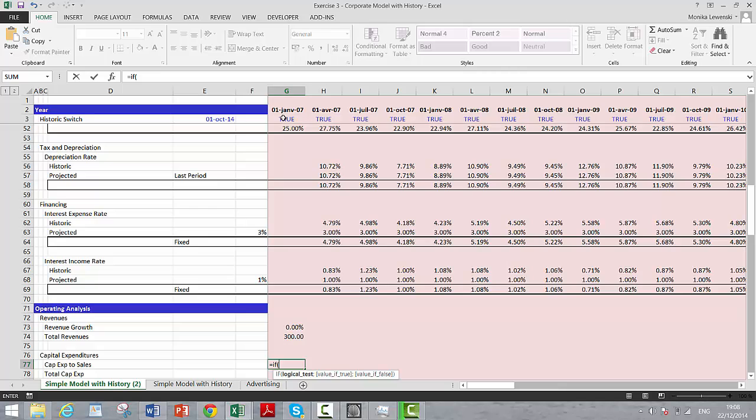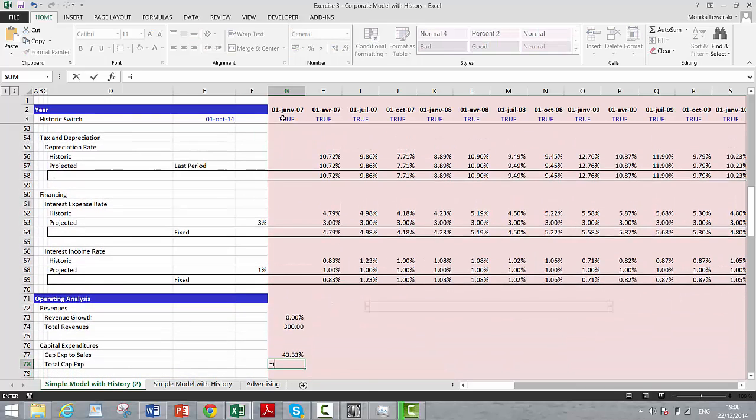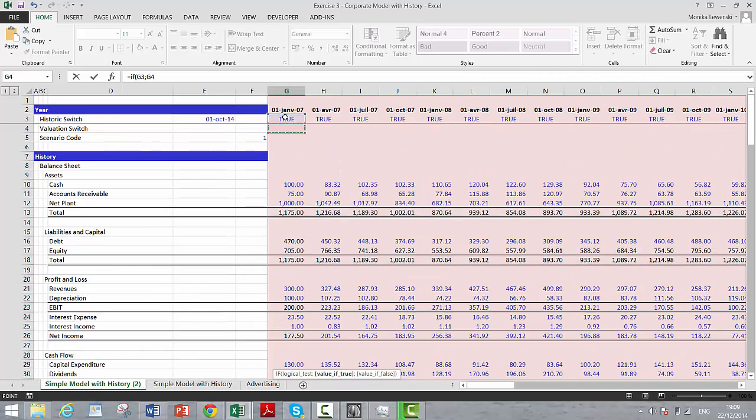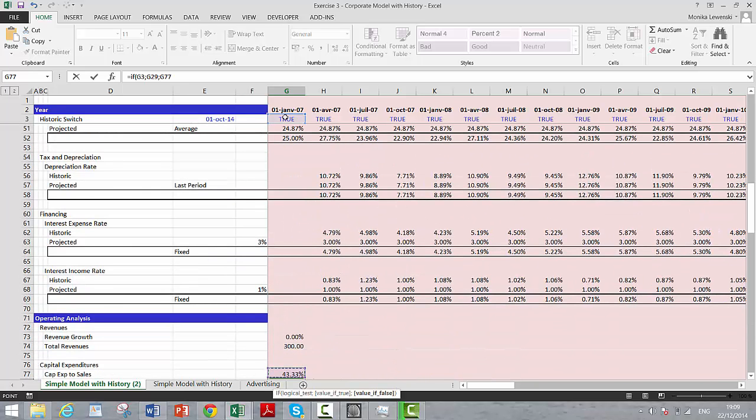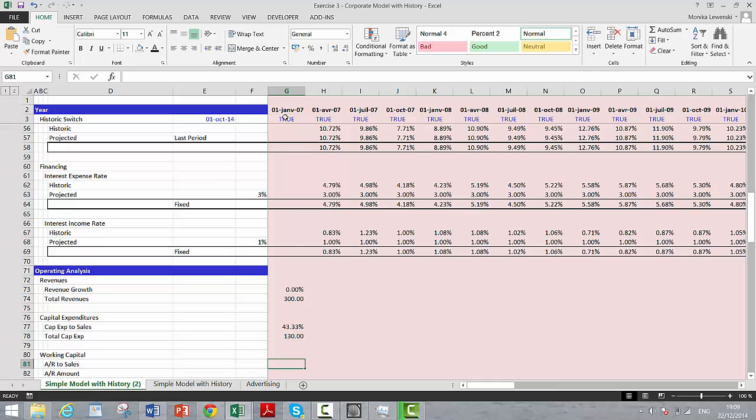Let's do the same thing for the capex to sales. First of all, we put our capex to sales from our little square box, and then if it's the history, then we take the actual capex. Otherwise, we take the capex to sales and multiply it by sales. That's for the forecast.